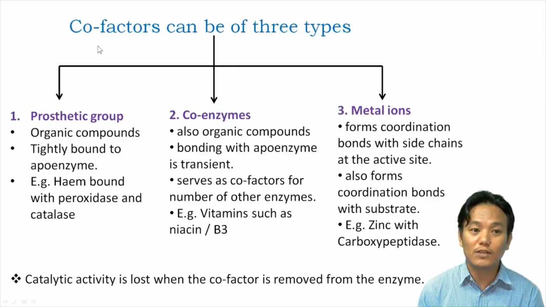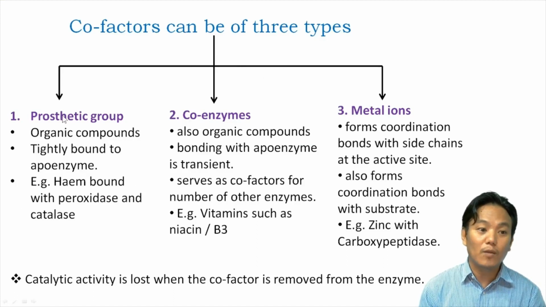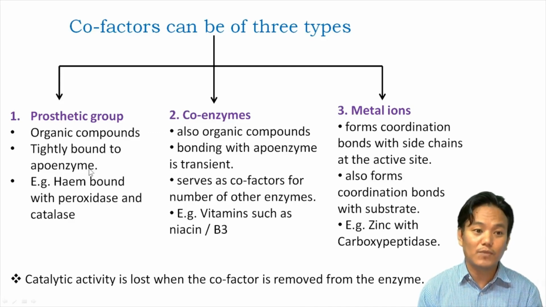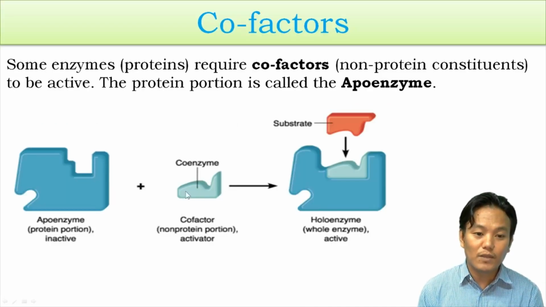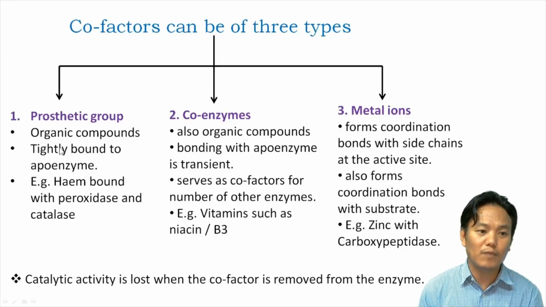There are three different types of cofactors: prosthetic groups, coenzymes, and metal ions. If you look at them one by one, prosthetic groups are organic compounds, right, which are tightly bound to the apoenzyme. An example of a prosthetic group is the heme group, which is bound to enzymes like peroxidase and catalase.